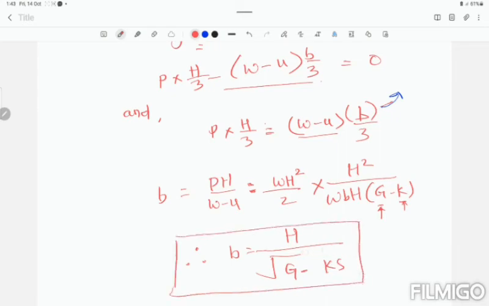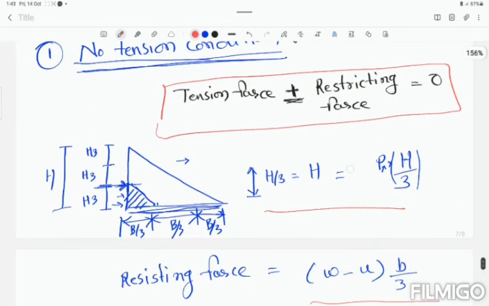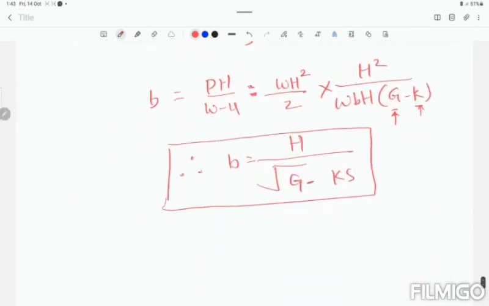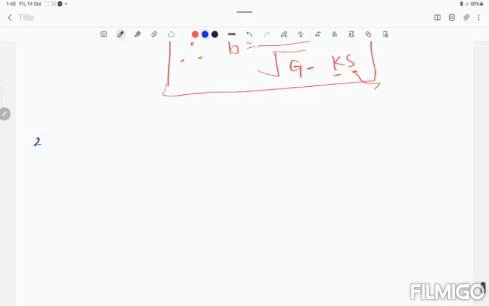If we have to design for no tension condition, we must apply some kind of restriction. We have to provide a base width B equal to height divided by under root of specific gravity and multiplication of coefficient of permeability and sloping width of the dam. Okay, so a second condition also arises, and this condition is no sliding.